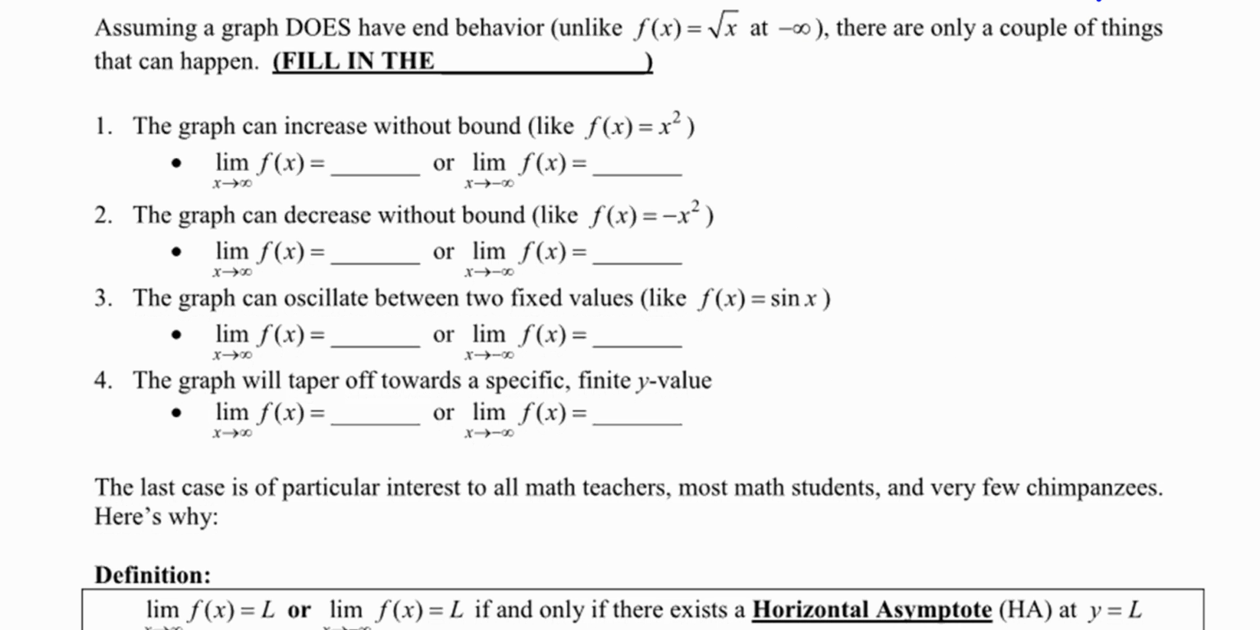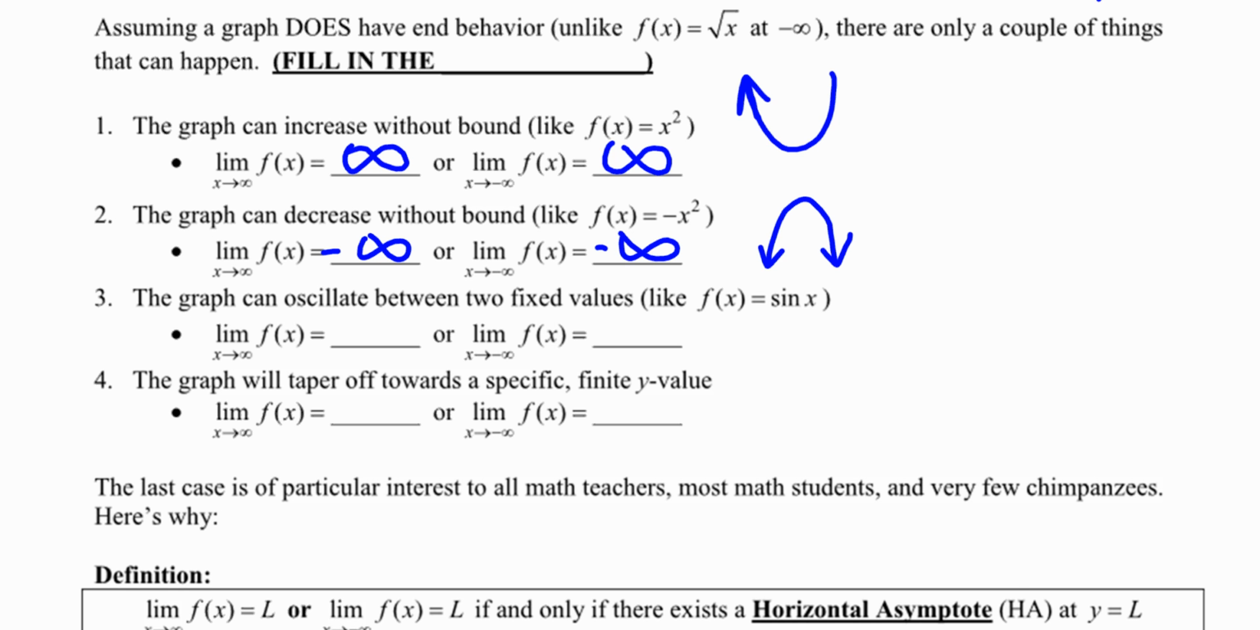If our functions increase without bound, like x squared, the limit as x approaches infinity is simply going to be infinity. As we approach negative infinity, it continues to go upward, so it is infinity. The graph can decrease without bound. Okay, it could look like this. If that were the case, both of these would be negative infinity because the graph is continuously going down forever.